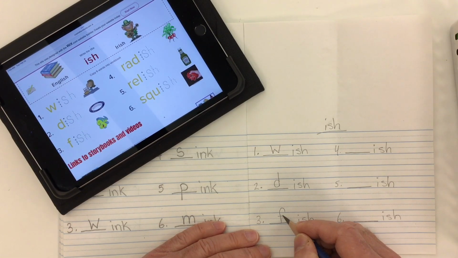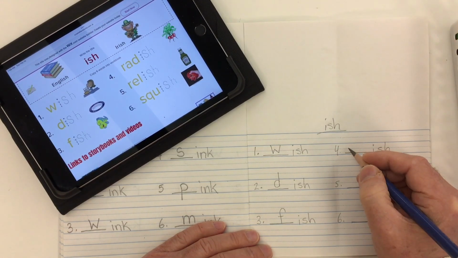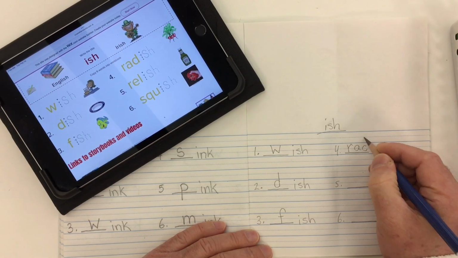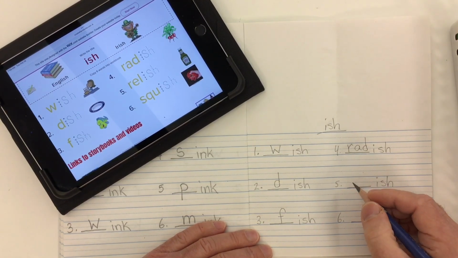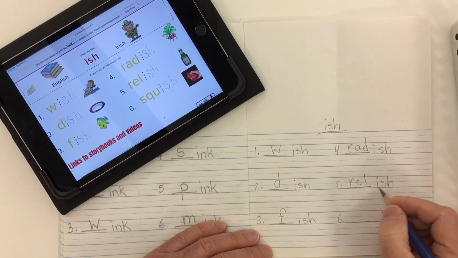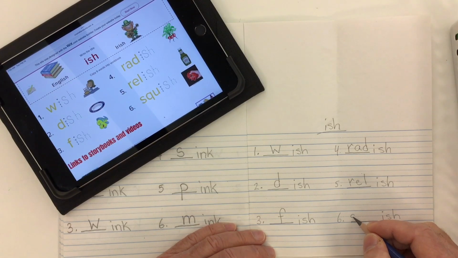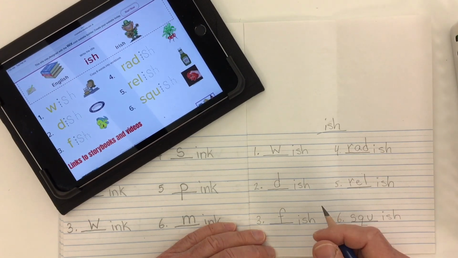Number 3 is fish. Fish. The F sound gives us that fish. Number 4, we need radish. So we're going to go ish. R-A-D. Radish. Number 5 is relish. R-E-L. Relish. And number 6 is squish. We're going to go S-Q-U to give us that squish. Excellent. We just need to add a picture.